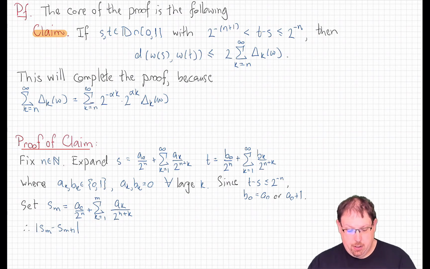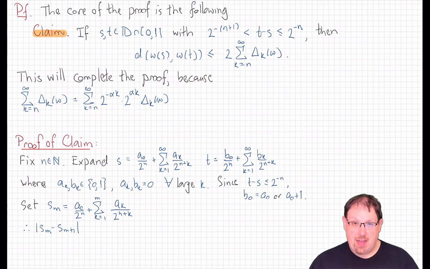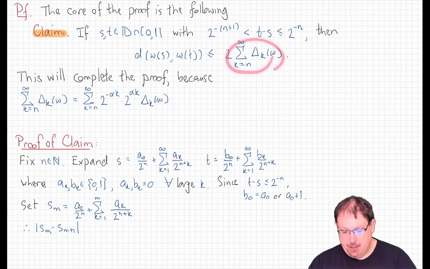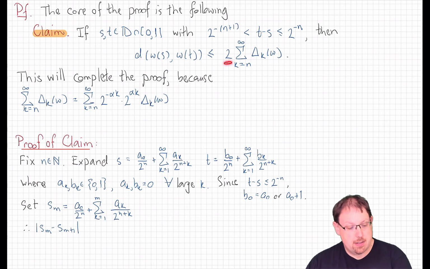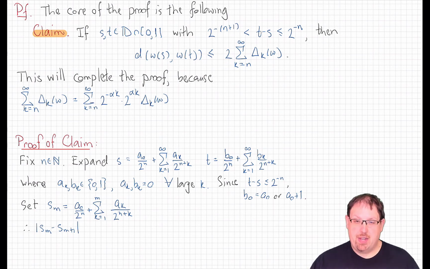If S and T are two distinct dyadic rationals in the unit interval, which means that there will be a unique n so that their difference is less than or equal to 2 to the minus n, but bigger than 2 to the minus n plus 1, then for that choice of n, the distance between the images of omega on S and T is less than or equal to this sum here, the sum from stage n up to infinity of the maximum meshes times 2. Now we're going to prove that in a moment, but first let's see why the proof of that gives us the proof of the whole proposition here.